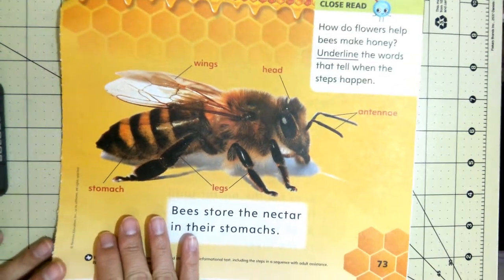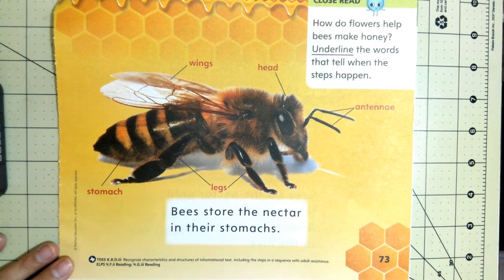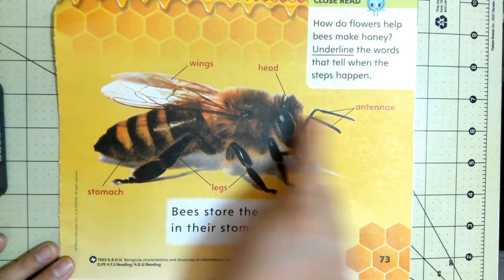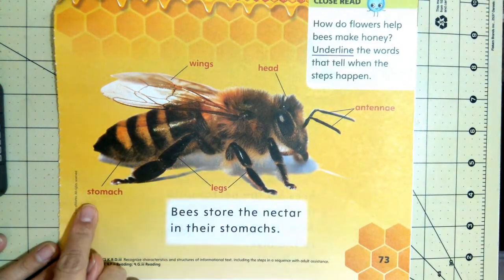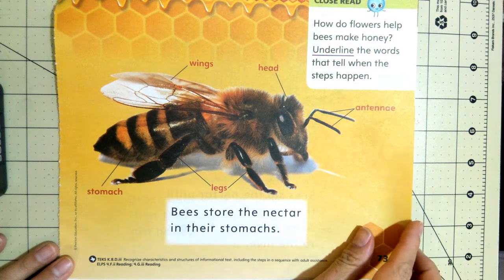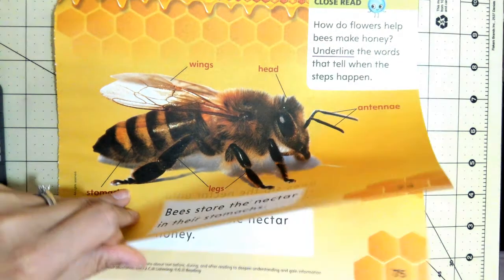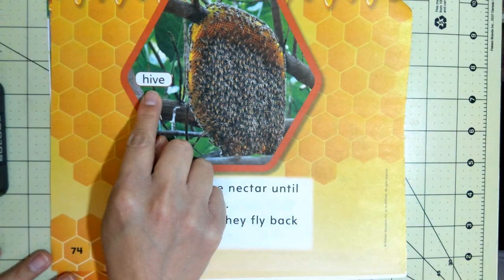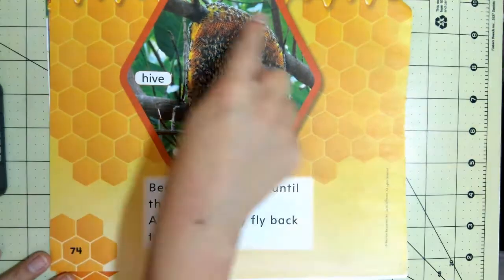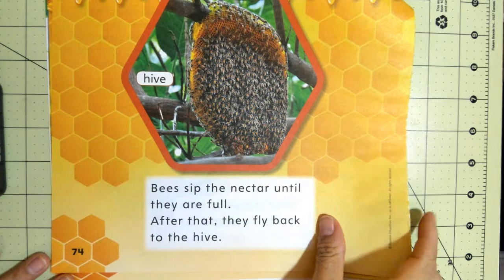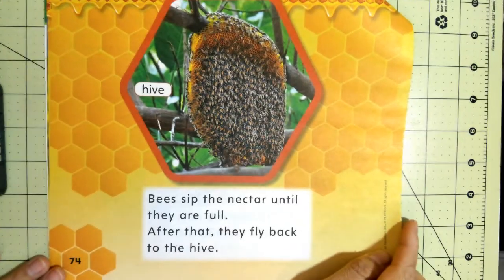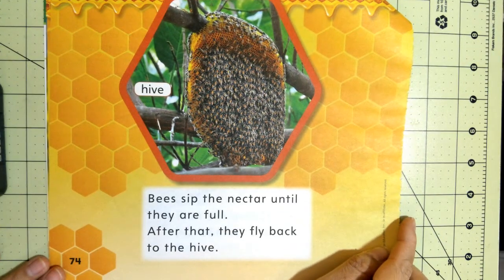Here we have a diagram of a bee. It tells us the different parts: wings, head, antenna, legs, stomach. I wonder what that has to do with the nectar. Oh, here I see another label. It says hive, and I see a very large beehive. I wonder if the bees brought the nectar to the hive.